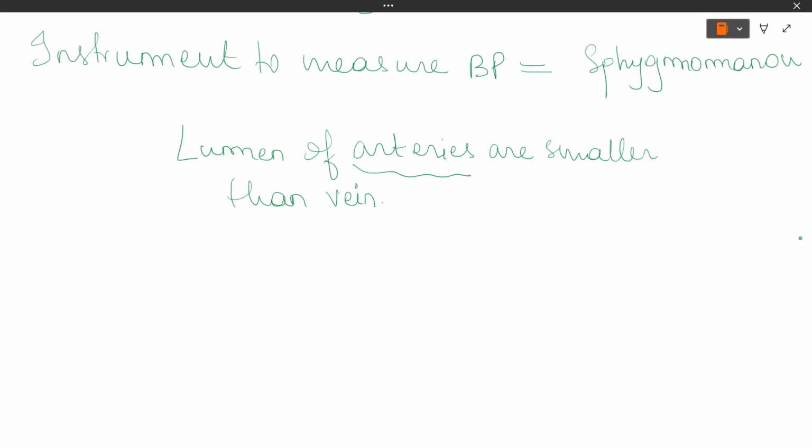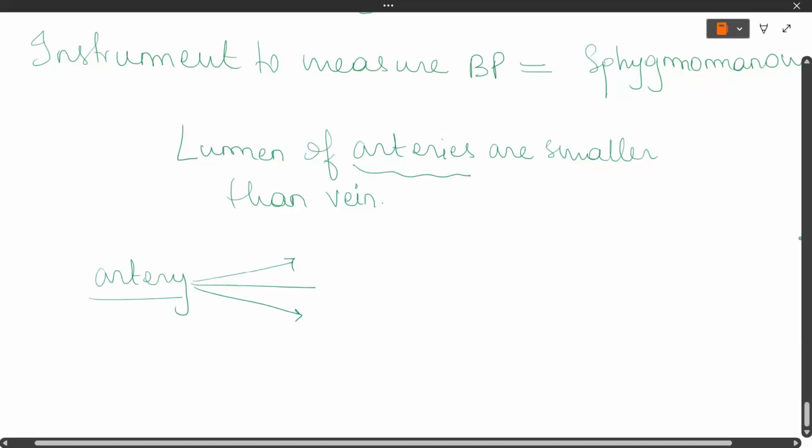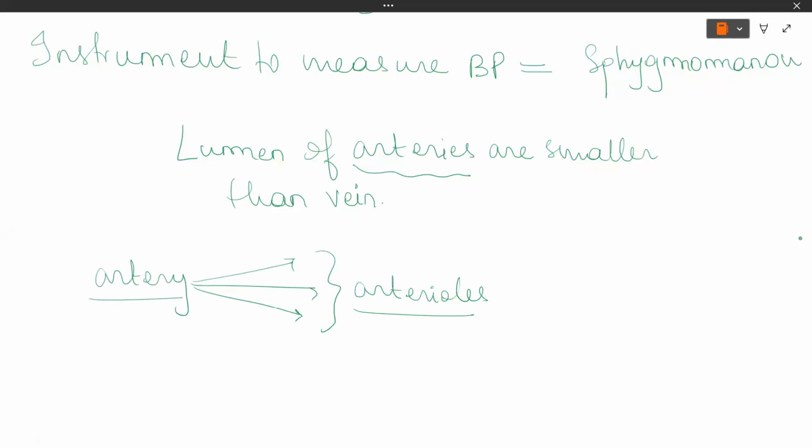Okay. Yes, ma'am. Now, moving forward, whenever the arteries reach any organ or tissue, they divide into smaller vessels. As soon as an artery reaches a tissue or an organ, it gets divided into smaller parts, and those are known as arterioles. Arterioles are the smaller arteries. Understood?